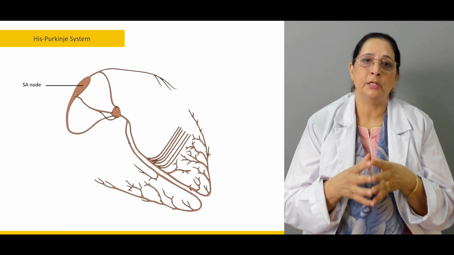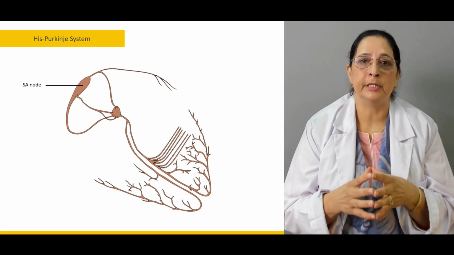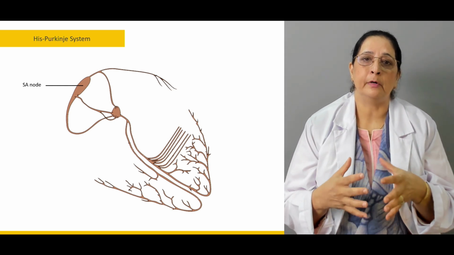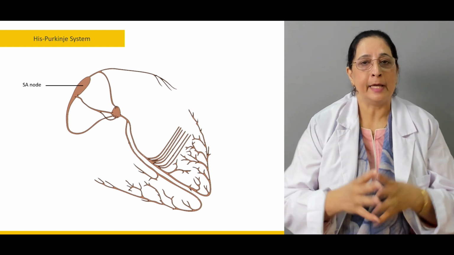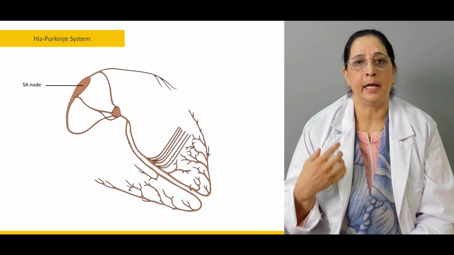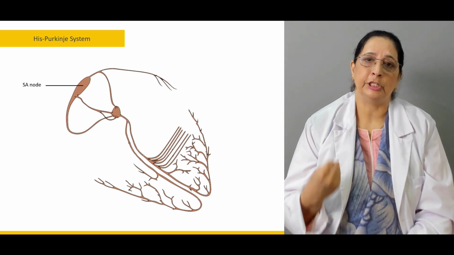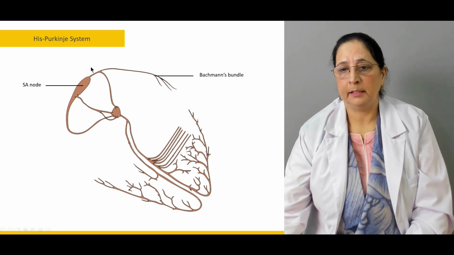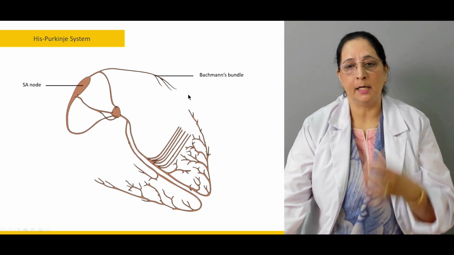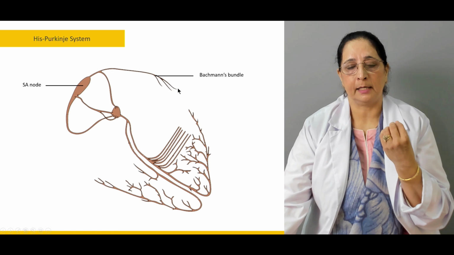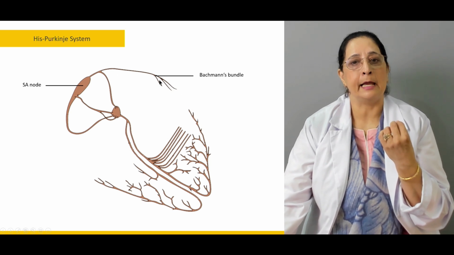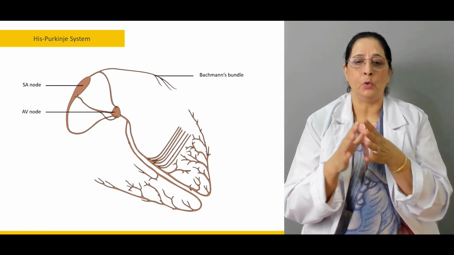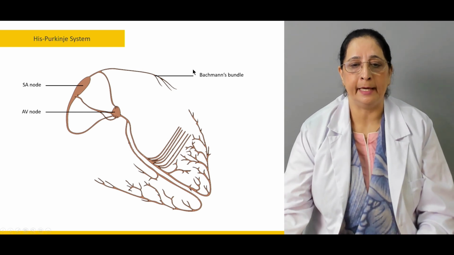When this SA node is not functioning or the impulse is not generated, usually they have implanted pacemakers that are responsible for the generation of the impulses. So the SA node is the pacemaker of the heart, and the first impulse for the conduction is generated in the SA node. These are the Bachmann's bundle, another bundle of fibers on the left atrium side. Then from the SA node, the impulse goes to the AV node.